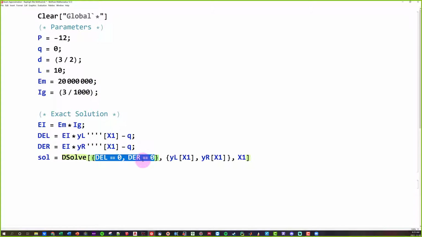Aaron, I think you were anticipating that question because you were pretty quick on the trigger. But yes, the correct answer is 8. Basically, we need 4 boundary conditions for both of these equations so that in total we would have 8.